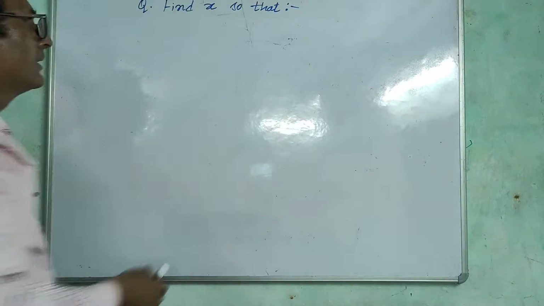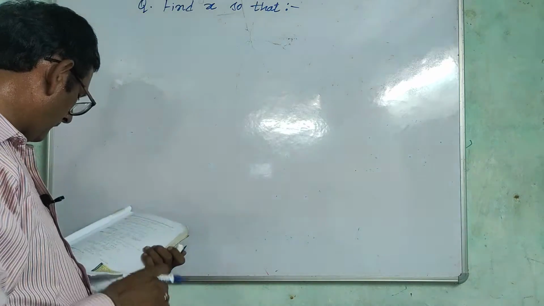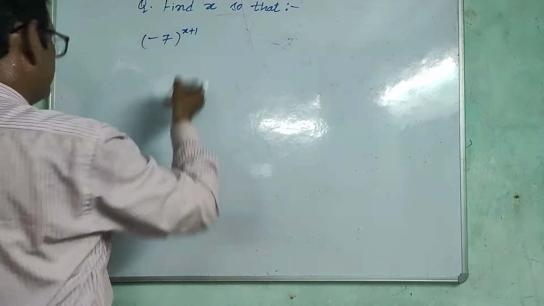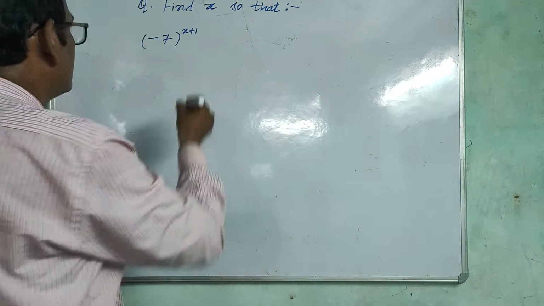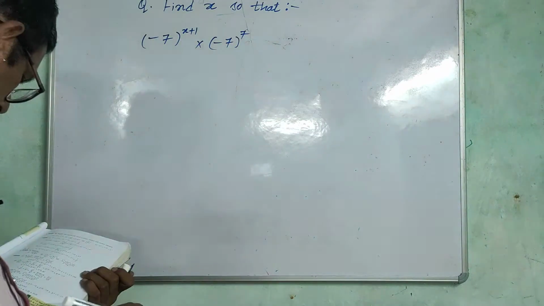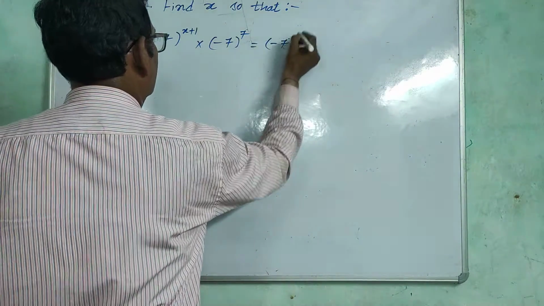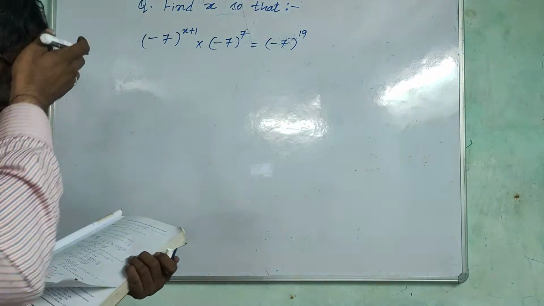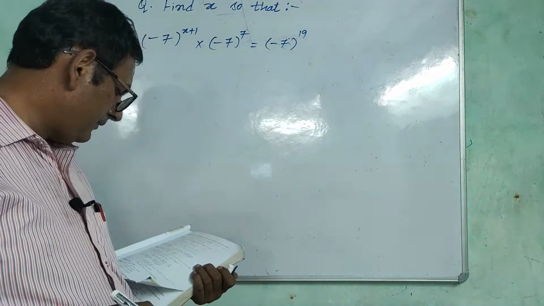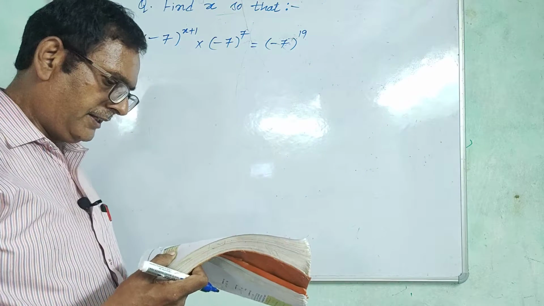so that minus 7 raised to the power of x plus 1 into minus 7 raised to the power of 7 equals minus 7 raised to the power of 19. This is your question. I repeat the question if it is not clearly visible. Minus 7 raised to the power of x plus 1 into minus 7 raised to the power of 7 equals minus 7 raised to the power of 19.